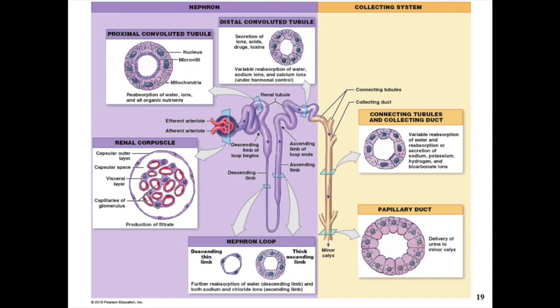Each nephron is connected to the bigger system, the collecting system, through what we call connecting tubules. And then the connecting tubules are going to connect this to the collecting system, which has collecting ducts, which eventually drain the urine through a papillary duct that will drain eventually to the renal pelvis.